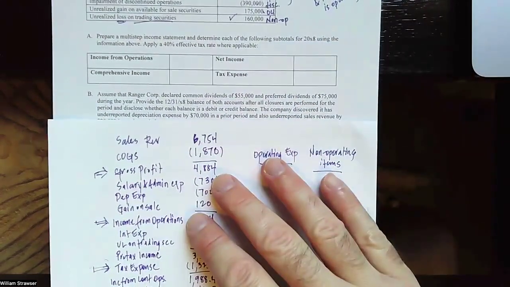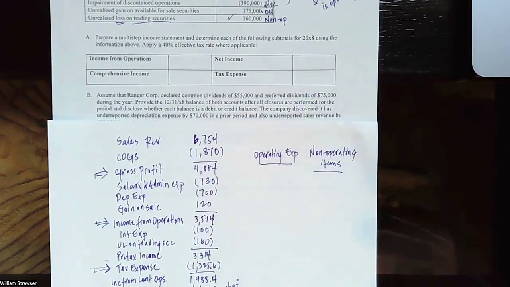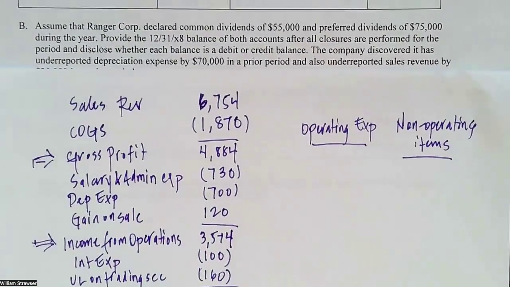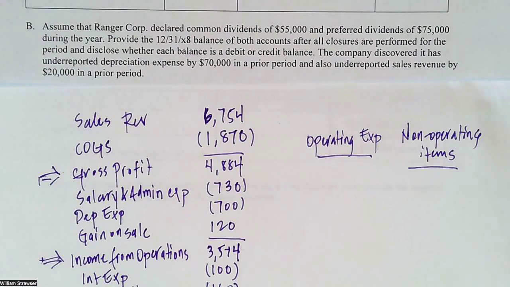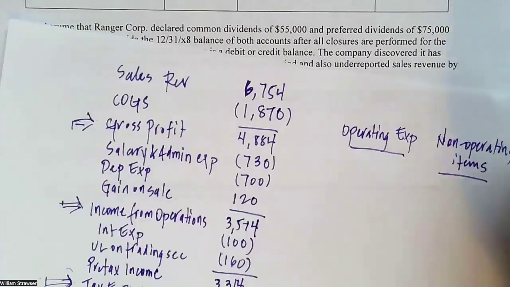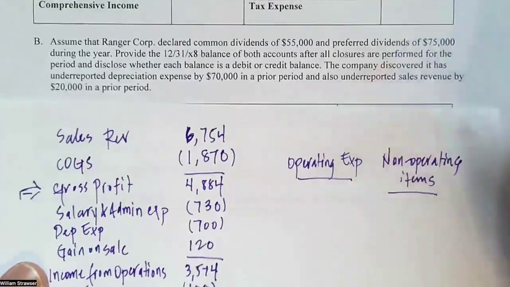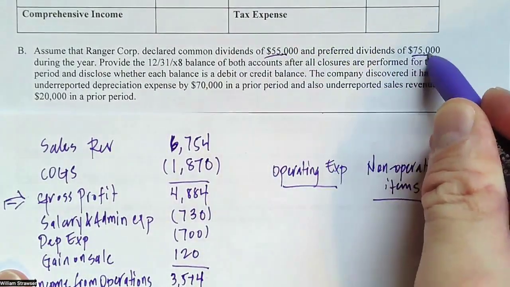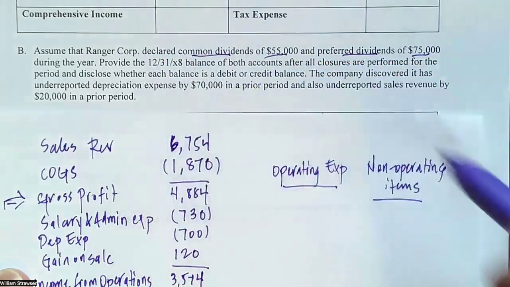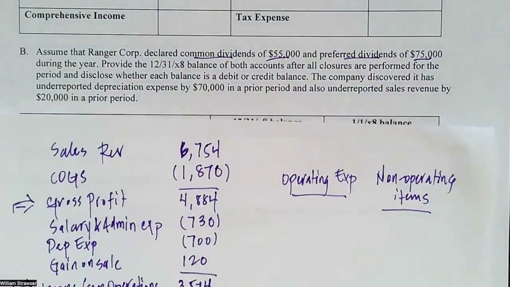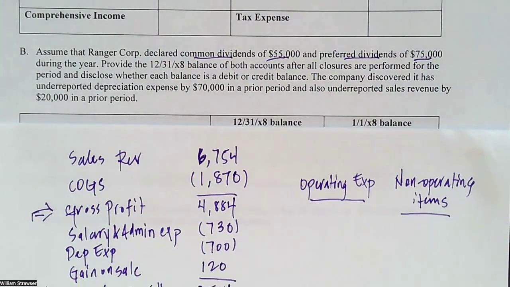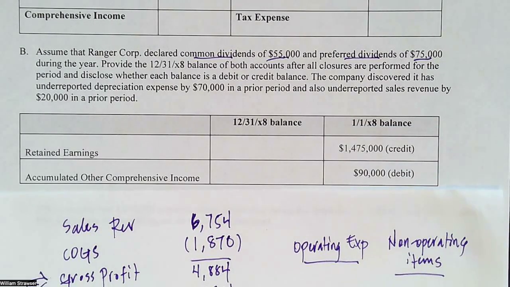Going to the next part. Now we're going to use this information, combine it with some dividends, and then apply it to our AOCI and retained earnings accounts. It tells us there was $55,000 of common dividends and $75,000 of preferred dividends. So this is all dividend stuff. It wants us to provide the December 31st balance of the accounts after closures for the period, and to tell whether it's a debit or credit balance. The opening balances are provided to you.